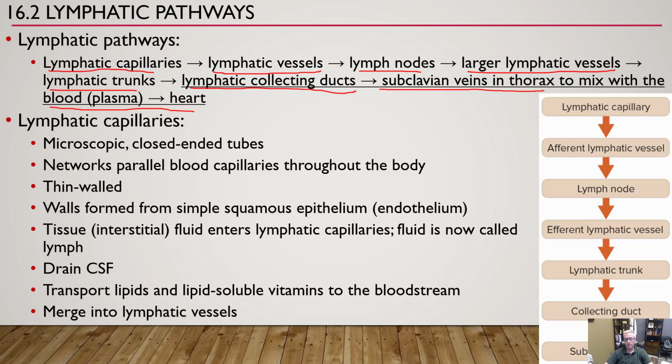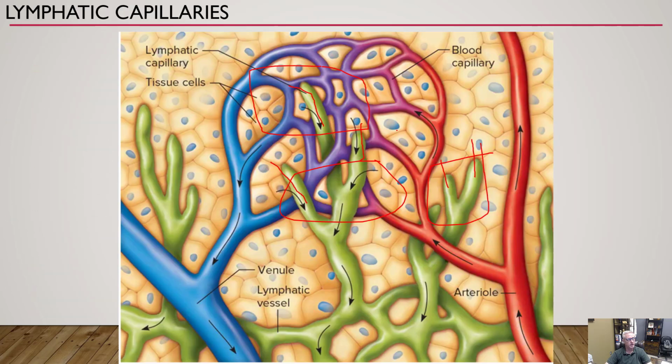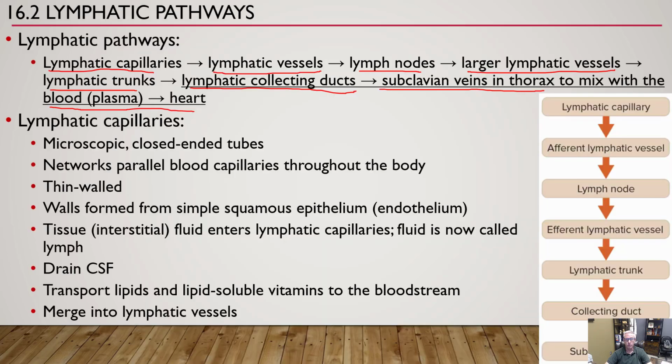They parallel blood capillaries, so we see that they are very intertwined with the cardiovascular system. They have very thin walls. Remember, in order to do gas exchange or fluid exchange, we like to have that simple squamous epithelium so that things only have to cross one simple layer to go from one side to the other. We call that a simple squamous epithelium, or endothelium.